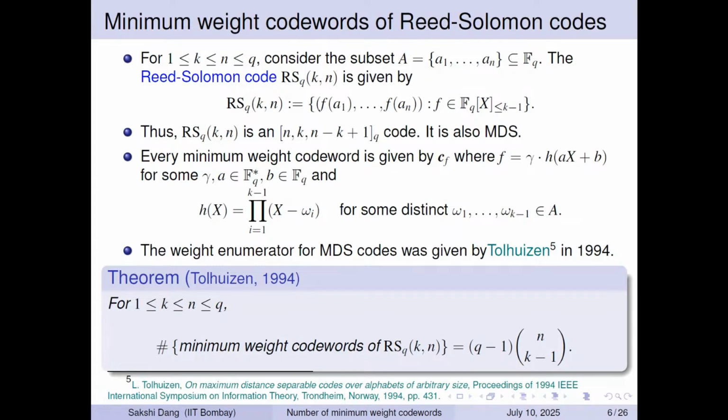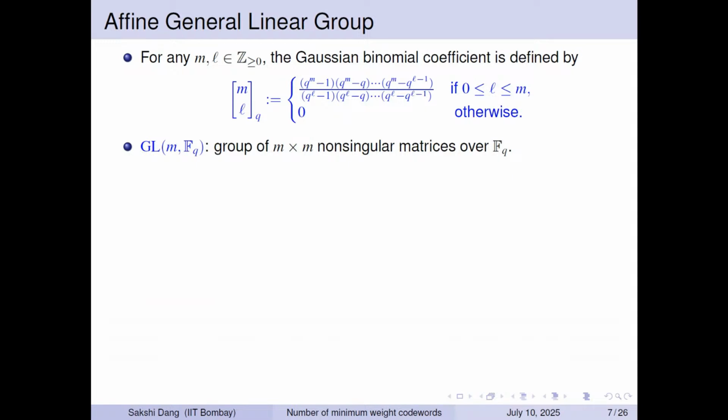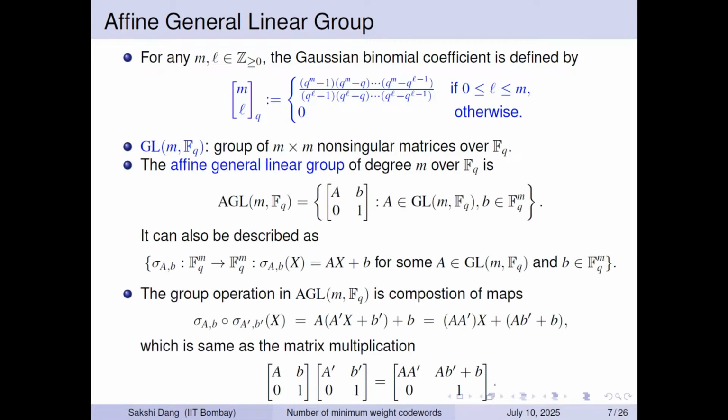Coming on to Reed-Muller codes, we define certain notation. So this m choose l_q denotes the Gaussian binomial coefficient, corresponding to the number of l-dimensional subspaces of the m-dimensional vector space over F_q, and we denote by GL_m(F_q) the group of m cross m non-singular matrices. Then we define the affine general linear group, which is basically the mappings from the space F_q^m to F_q^m given by the vector x going to Ax plus B, which can also be represented in matrix form, and it is shown that the composition of the maps is the same as matrix multiplication. So these are two definitions of the affine general linear group, and these are equivalent.